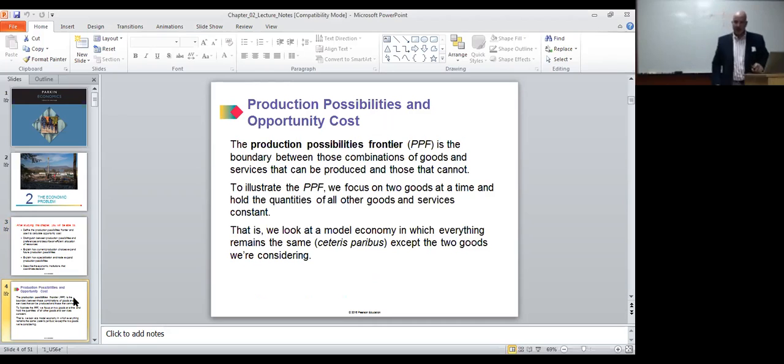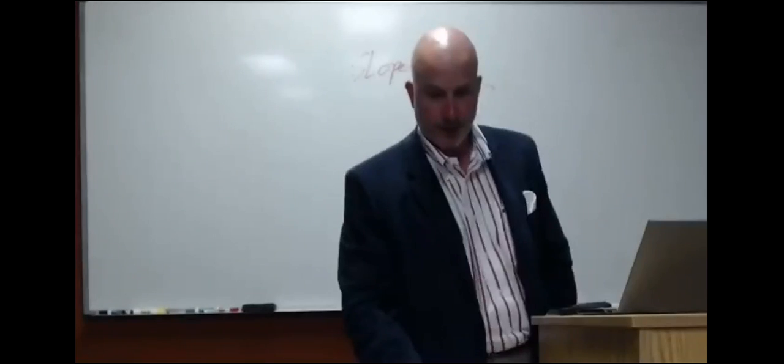All right, the production possibility frontier is the boundary between those combinations of goods and services that cannot be produced and those that can be produced.